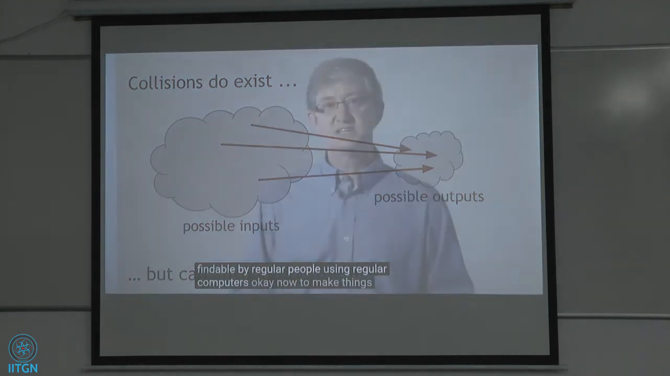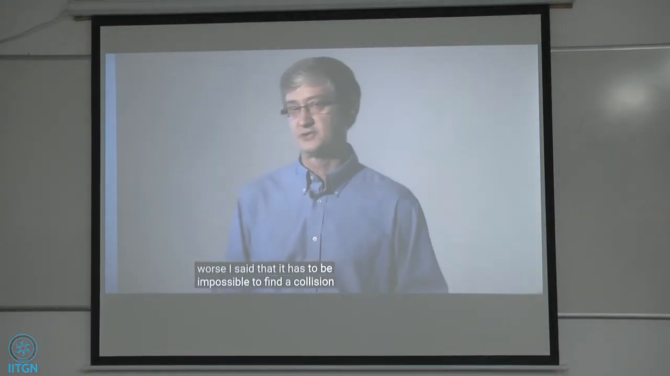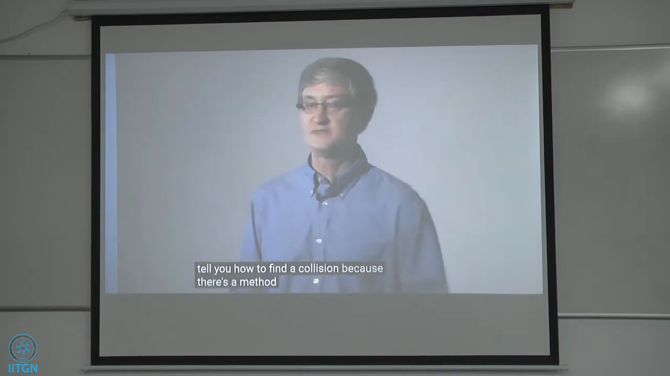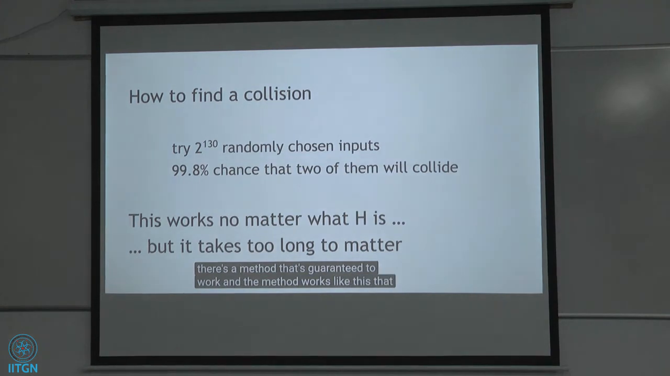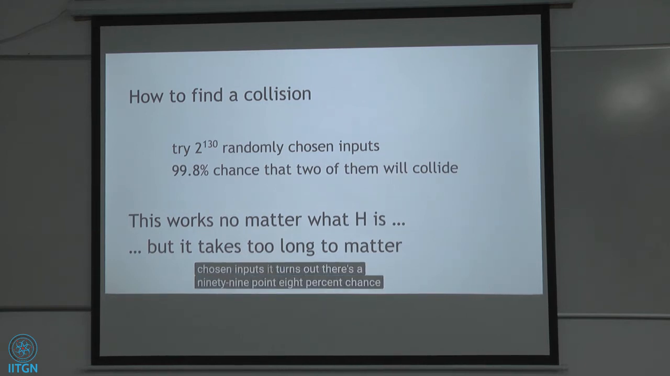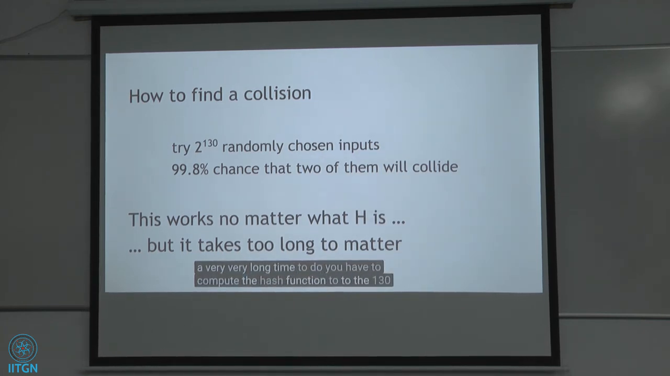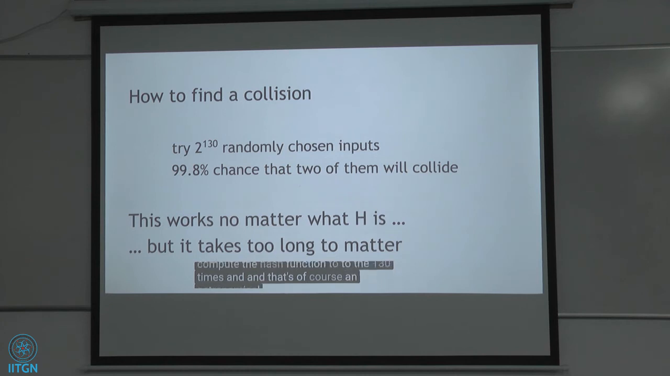Okay. Now, to make things even worse, I said that it has to be impossible to find a collision. Let me tell you how to find a collision, because there's a method that's guaranteed to work. And the method works like this, that we're going to pick 2 to the 130 randomly chosen inputs over on the left cloud of that previous diagram. And if we pick those 2 to the 130 randomly chosen inputs, it turns out there's a 99.8% chance that at least two of them are going to collide. And so this is a very simple method for finding a collision. It works no matter what the hash function is, but of course the problem is that this takes a very, very long time to do. You have to compute the hash function 2 to the 130 times, and that's of course an astronomical number.